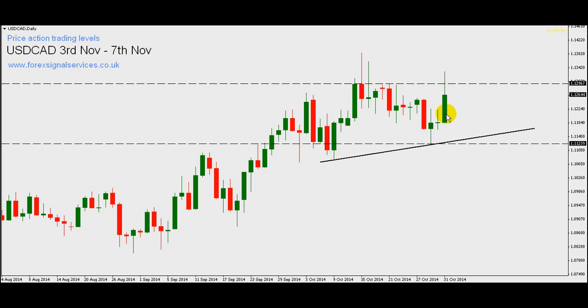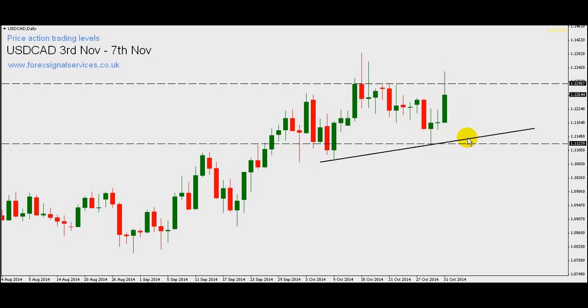If we get this dropping back down, then obviously you've got this trend line and the support level just here at 1.1123. So look to this trend line, see what happens if we drop back down to here, see if we get any nice price action candles to go long. By price action candles, I mean candles like this, bullish engulfing, or perhaps this, bullish hammer, or maybe a spinning top like this, or a doji.